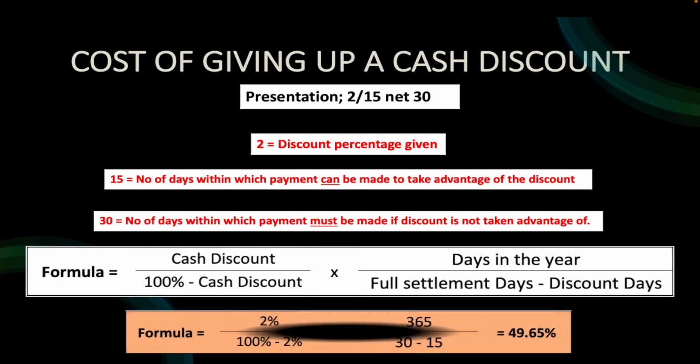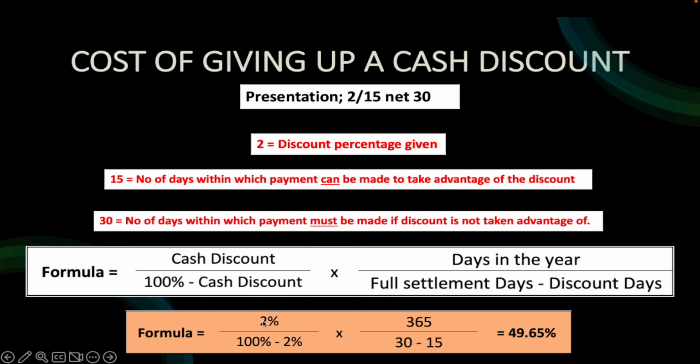Well, here is how you would put it in as we have just explained. We assumed 365 days in the year. You will usually be given the number of days in the year. If not, you may assume 365 days or 360. And so here we can see that the cost of giving up a cash discount is 49.65%.